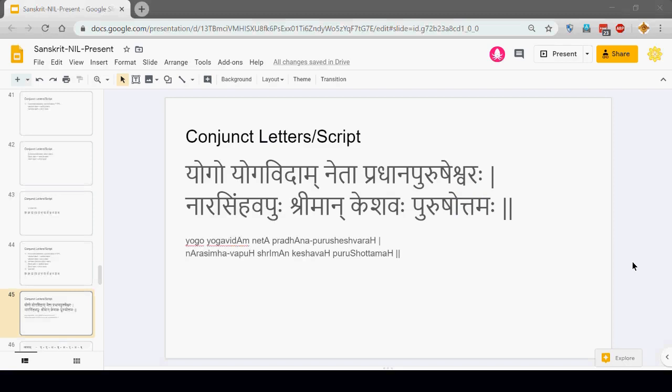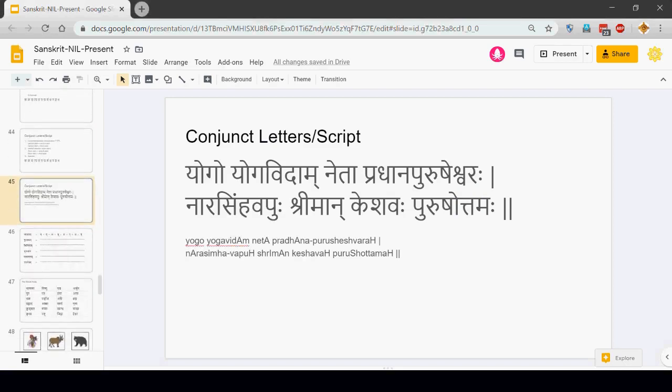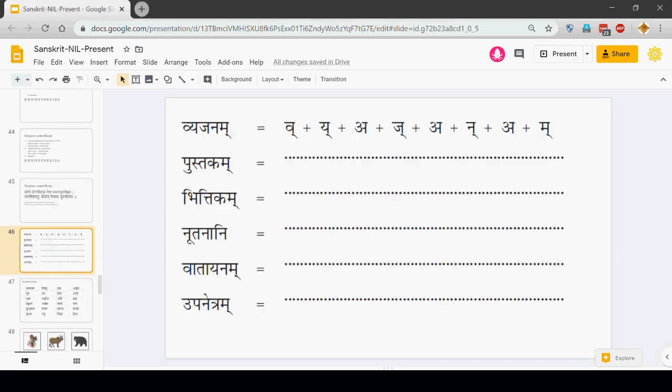Yeah, good one. Good pronunciation. And this is a shloka picked up from chanting Vishnu Sahasranama. Yeah. So let's try this one also.